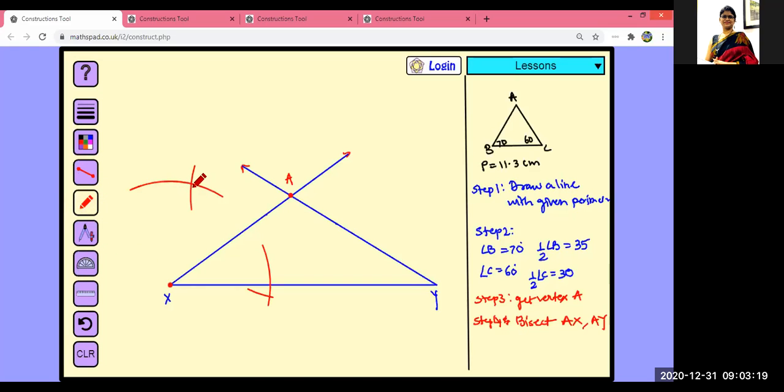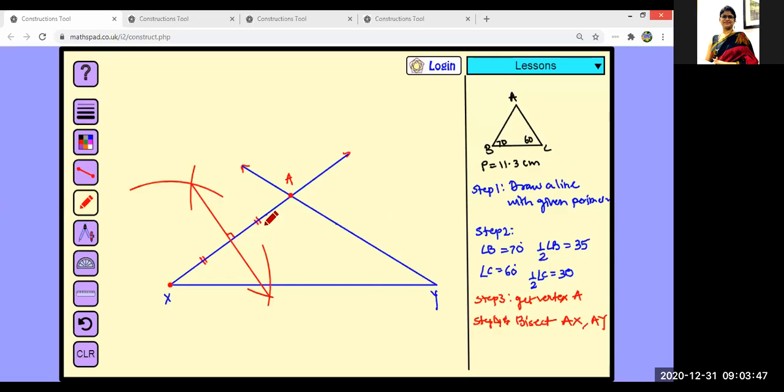Once you get both the points, we need to join them to get the perpendicular bisector. So that is how we get the perpendicular bisector. And remember, what does the perpendicular bisector do? It is 90 degrees to that side and it divides or breaks that side into two equal parts. That is why it is called perpendicular bisector.